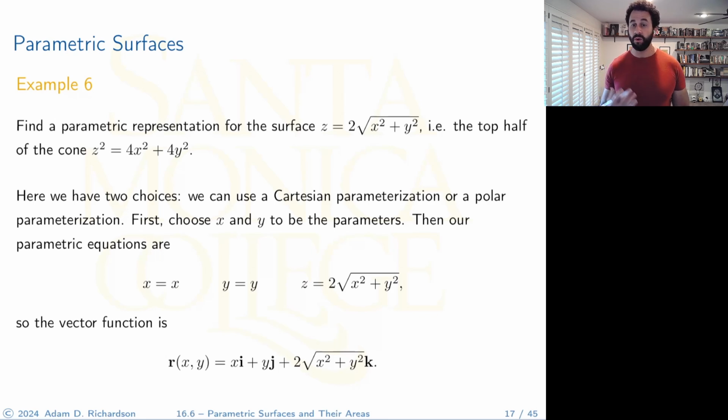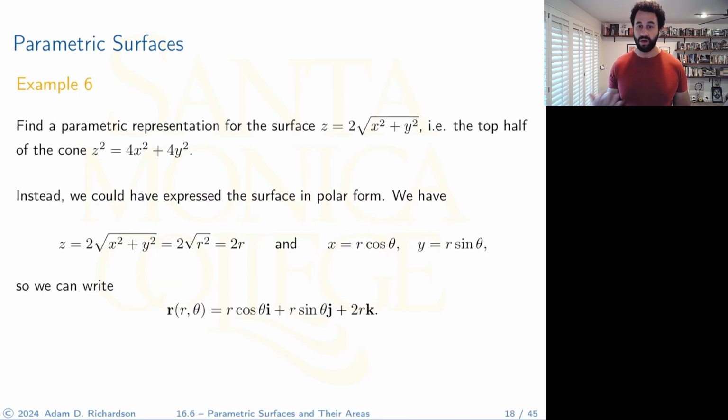We could also do it using a polar representation. We just have to convert everything to r's and thetas, right? So because z is equal to this, and we know that x squared plus y squared is r squared, we get z is equal to 2r, and x is equal to the good old r cosine theta, and y is r sine theta. So now we can write this in a polar representation. R of r comma theta is r cosine theta i plus r sine theta j plus 2r k. And that's another equivalent representation of the cone using two different vector functions.